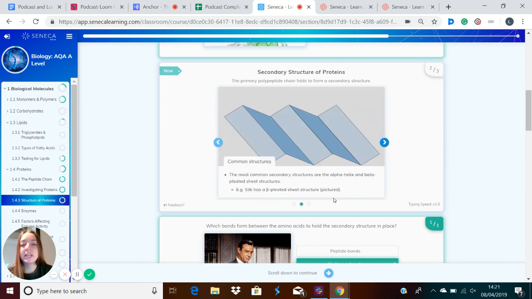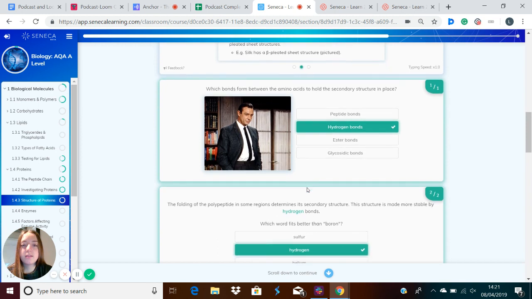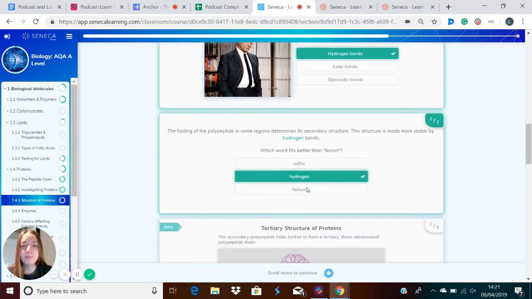The most common secondary structures are the alpha helix and the beta-pleated sheets. For example, silk has a beta-pleated sheet structure. So, for the secondary structure, amino acid chains fold to give this structure, and they're held in place by hydrogen bonds.